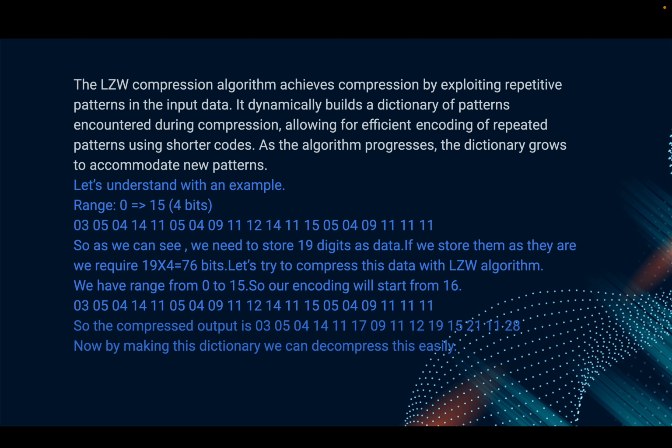So after applying all the steps, the compressed output will be 0, 3, 0, 5, 0, 4, 14, 11, 17, 0, 9, 11, 12, 19, 15, 21, 11, 28. Now by making a dictionary, we can decompress this easily.